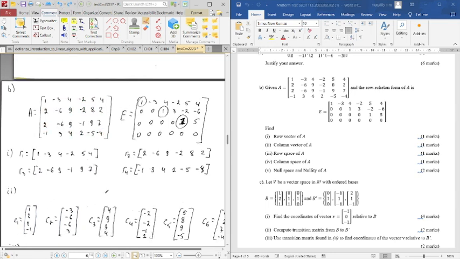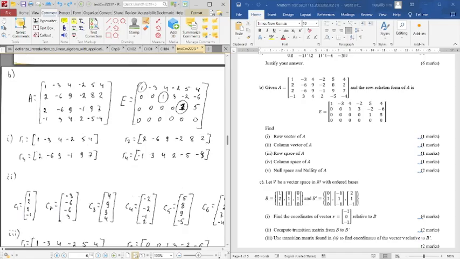So for column vector, it's again the same. So we have first column vector, second, third, fourth, fifth, and sixth. So as you can see, all are here.